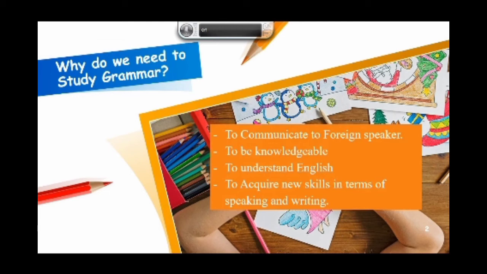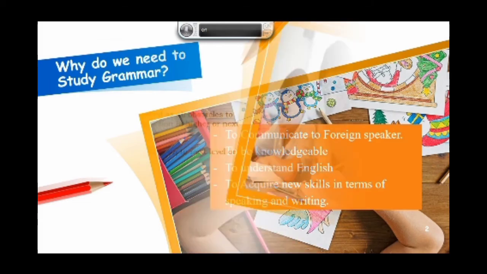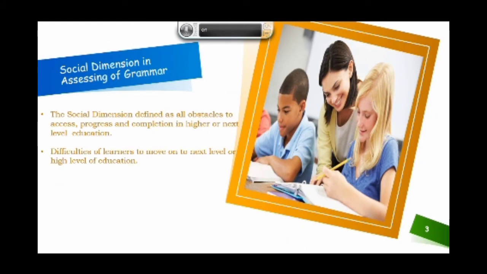But why is it that some students still have difficulties in terms of learning grammar? What are the hindrances that keep them from meeting the standard of learning grammar? So we're going to discuss that further on. Okay, social dimension in assessing grammar. The social dimension is defined as all obstacles to access, progress, and completion in the higher or next level of education. These are the difficulties that learners encounter before they can move on to the next level of discussion or a higher level of education.